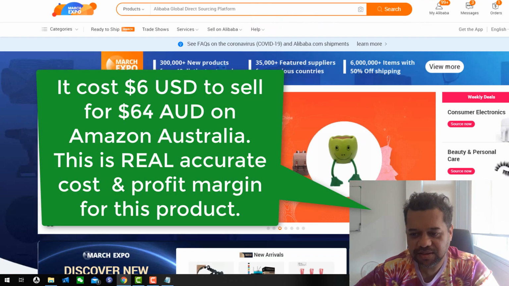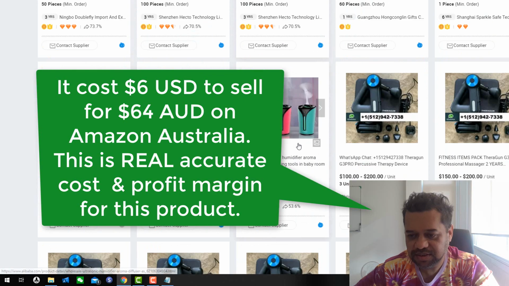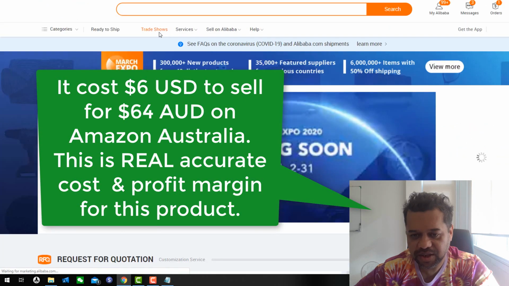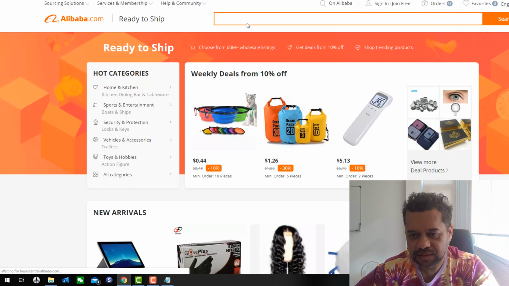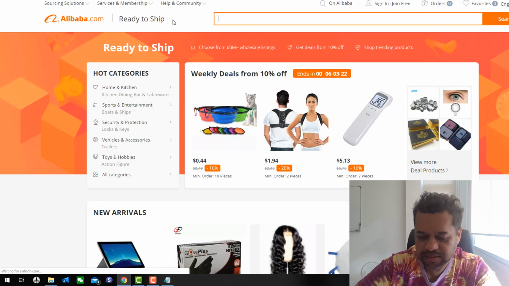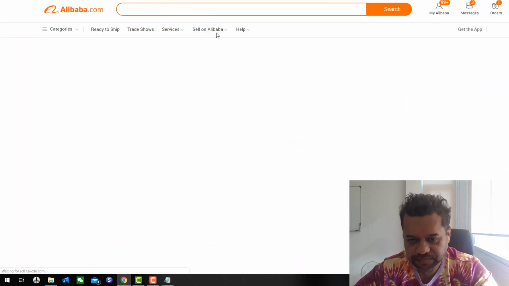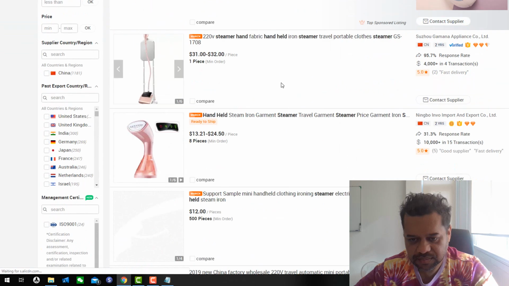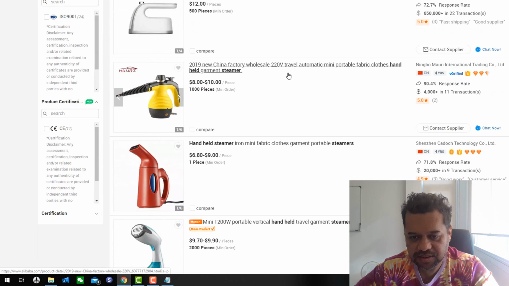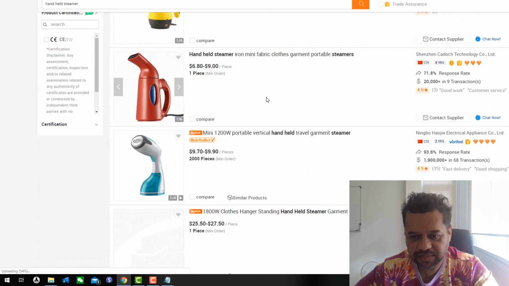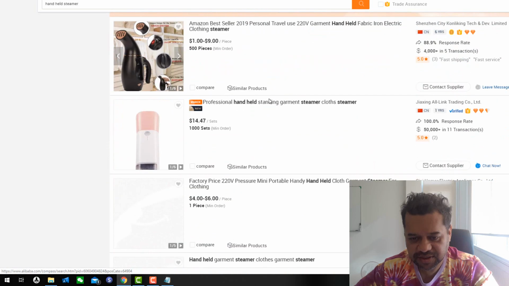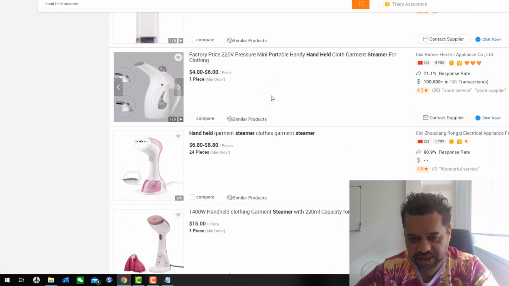So with that said, now we know. So these are real numbers. We can then just go to Alibaba and just find this particular product. Let's just go to ready to ship. And what was it? Handheld steamer, wasn't it? Handheld steamer. And as you can see, okay, we're pretty much on the limit there for our steamers. So we need to get this for, like I said, $6, or we're not going to make money.